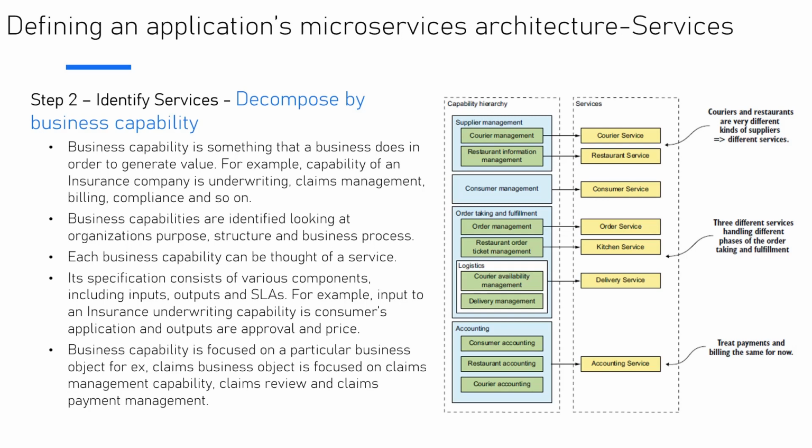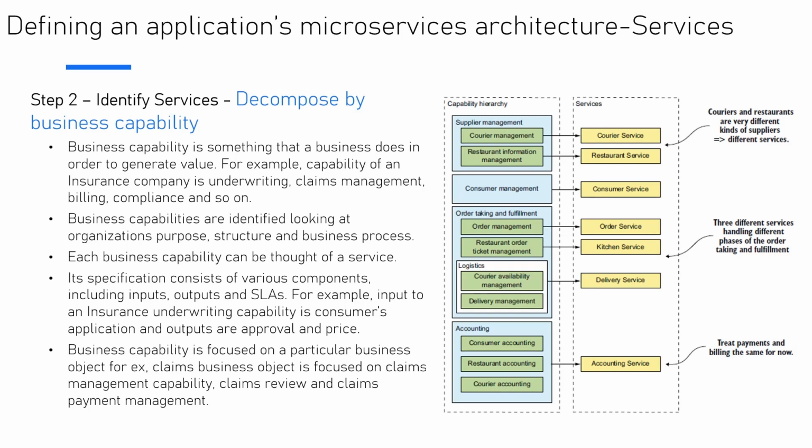to really build the software. Now, each business capability can be thought of as a service. In this case, supplier management could be one service, consumer management could be another. Its specification consists of various components, including inputs, outputs, and SLA. So supplier management has to do everything to deal with supply management: the courier management piece, the restaurant information management piece, everything. So it's all encompassing, and it consists of components including inputs and outputs. Supplier management is going to be talking to the components.